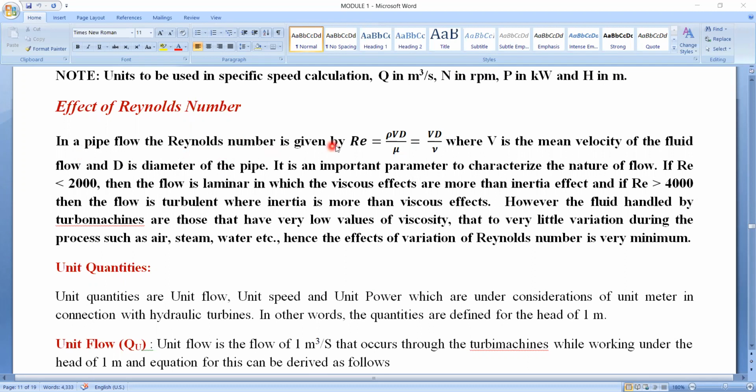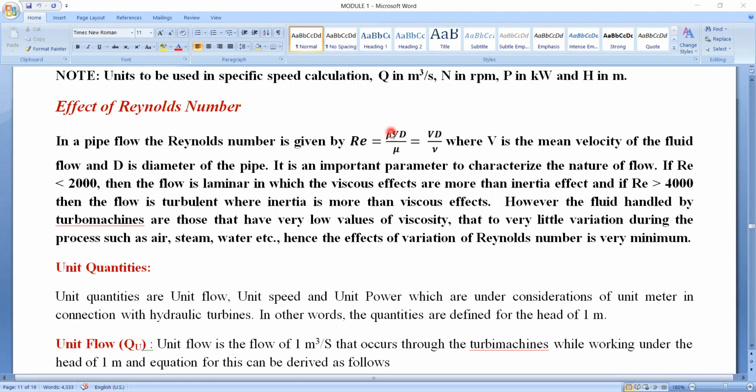In a pipe flow, the Reynolds number is given by Re equals rho Vd by mu, or Vd by nu. Basically, the Reynolds number is defined as the ratio of inertial force to the viscous force. Mathematically, Re is a dimensionless number given by rho Vd by mu, where rho is the density of the fluid, V is the mean velocity of flow, D is the diameter of the pipe, and mu is the dynamic viscosity or absolute viscosity.